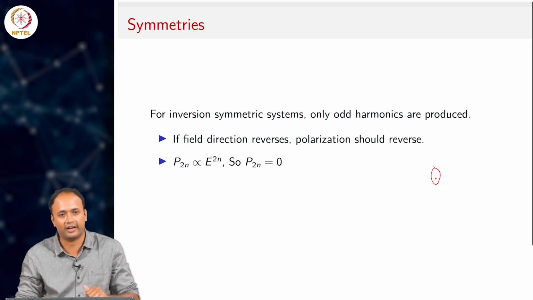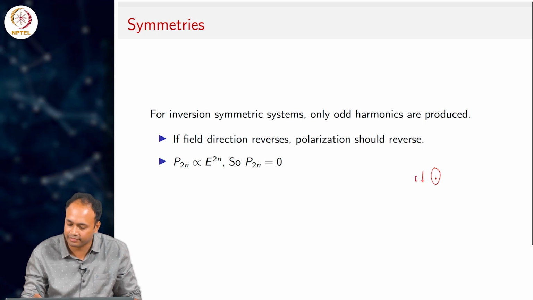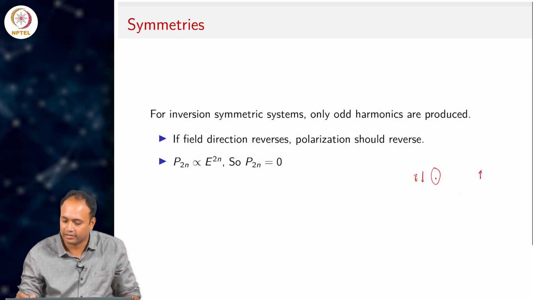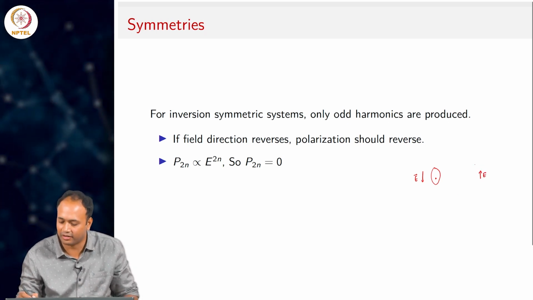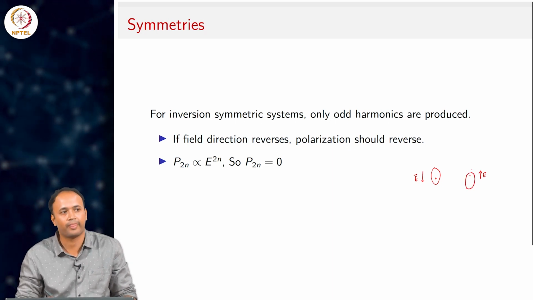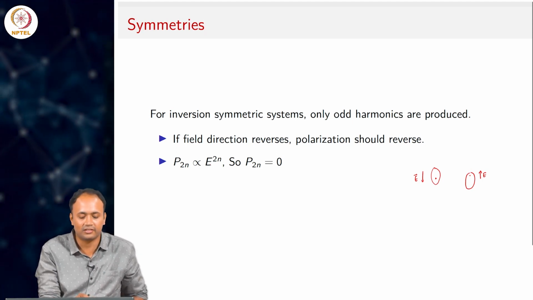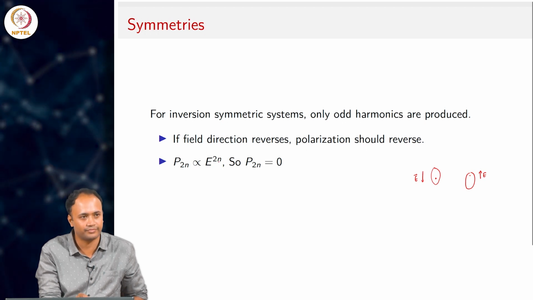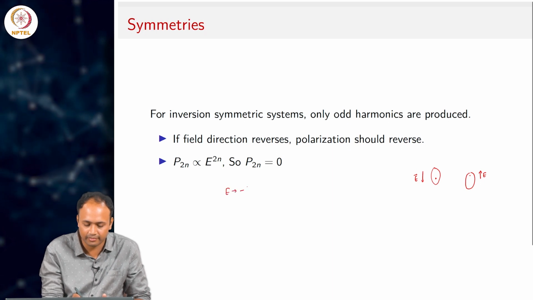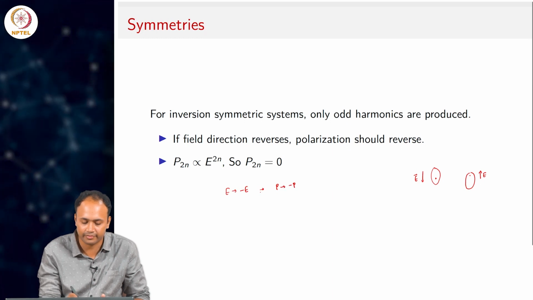Now, if I change the direction, what should our physical intuition say? If with the electric field in this direction I have a distortion of this form, whereas if I swap the direction of the electric field, what should happen? Our intuition should say that my polarization should be with the opposite sign, correct? So E becomes minus E, and this intuition tells me that P should become minus P.